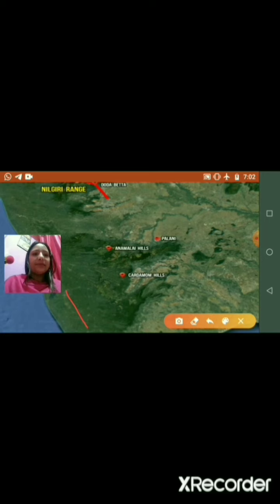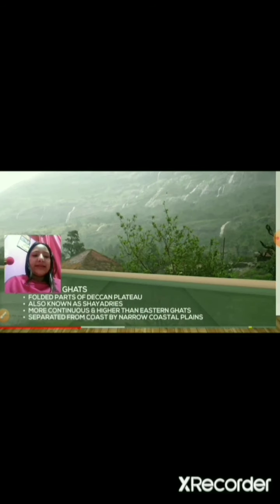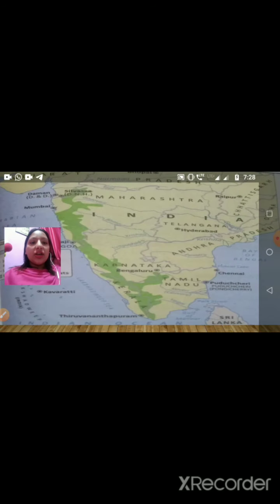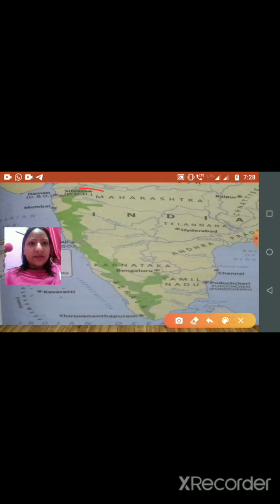the Western Ghats and Eastern Ghats. Now we will see the Western Ghats. As I said, the Deccan Plateau is composed of two important Ghats, the Western Ghats and the Eastern Ghats. You see the Western Ghats first. The Western Ghats, also known as the Sahyadri, rise steeply south of the river Tapi, you see here, and extend up to Kanyakumari, the southernmost tip of India.